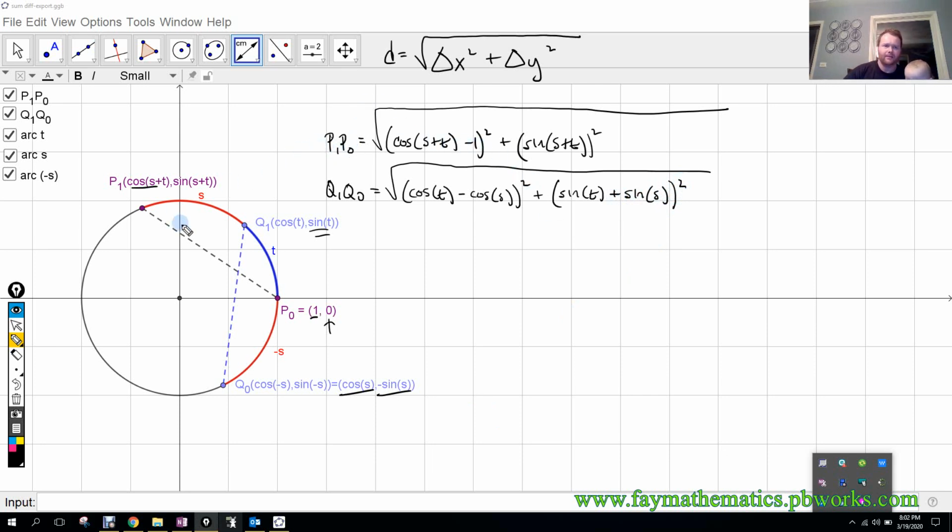Now here's the thing. Like I said, those chords are the same, so that distance and that distance are the same. So these radicals are the same. But if these radicals are the same, that means their radicands have to be the same. So I'm just going to get rid of the radicals here, and I'm going to put these things equal to each other.